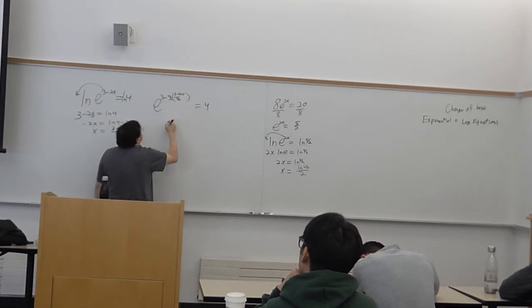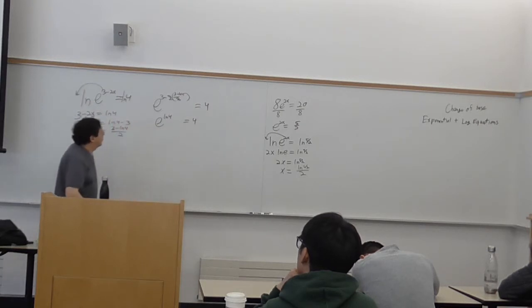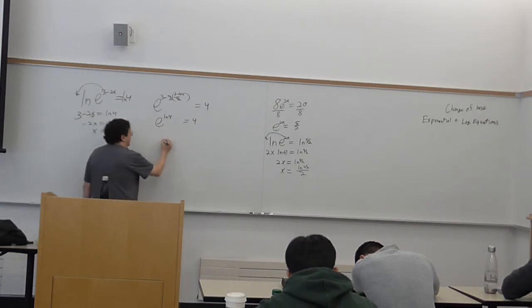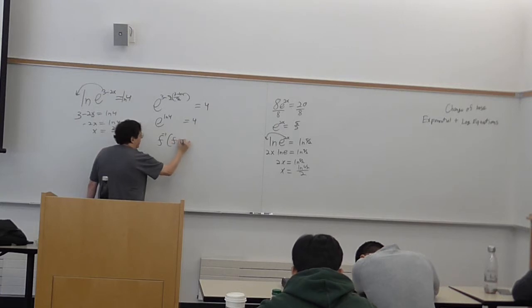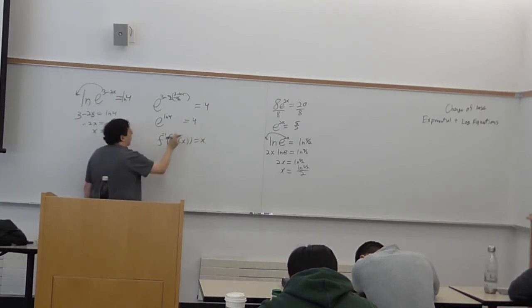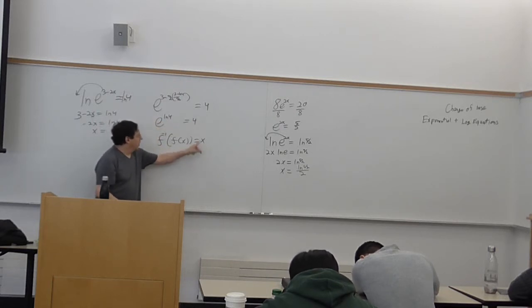The 2 cancels. 3 minus 3 cancels, minus a minus. This is e to the natural log of 4 equals 4. Well, that's just very clearly true, right? That's just saying the inverse of the function equals x. In this case, x is 4. My log function of 4, and then I plug that into my inverse, which is e raised to that. It's got to be 4.